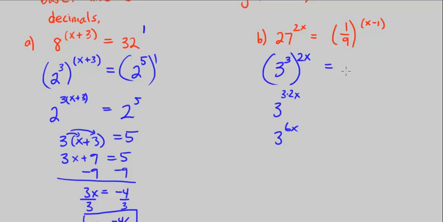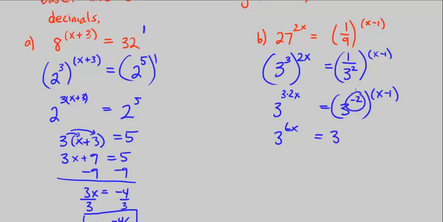1 over 9 is the same as 1 over 3 squared, right? Because 3 squared is 9, to the x minus 1 power. And I could bring this to the numerator by making it 3 to the power of negative 2, again to the x minus 1 power. And then I can go ahead and multiply negative 2 by x minus 1 and have a common base of 3 on both sides.